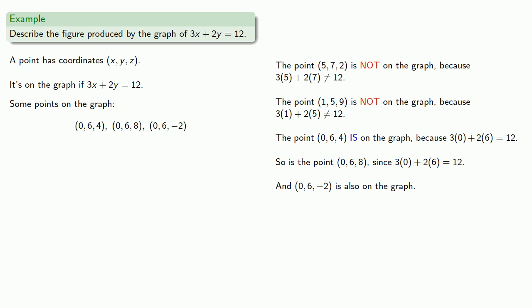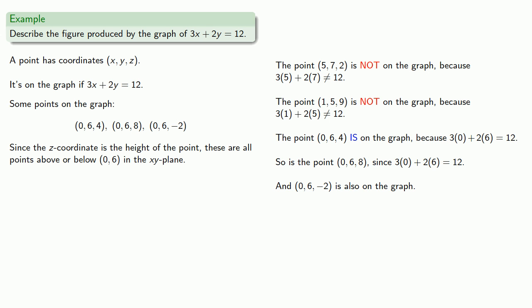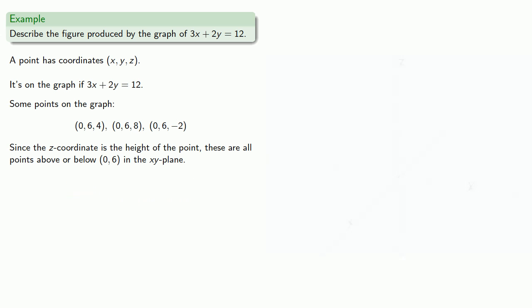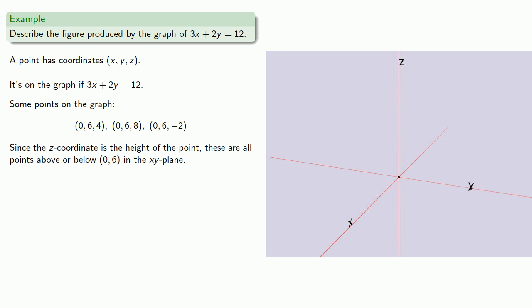And let's think about this a little bit more. Since the z-coordinate is the height of the point, all of these points we've found are above or below what we might call 0, 6 in the xy plane. So if we want to graph these, let's go to 0, 6, then go up or down by differing amounts. So we can go to 0, 6 and then up 4, or again to 0, 6 and then up 8, or to 0, 6 and then down 2. And really, we could go to 0, 6 and any distance above or below. And so what we actually get is a straight line through this point 0, 6 in the xy plane.